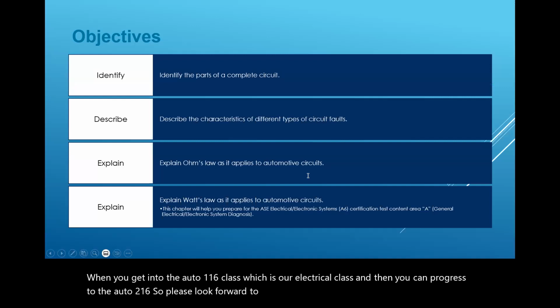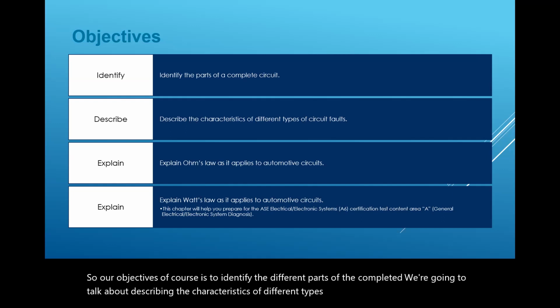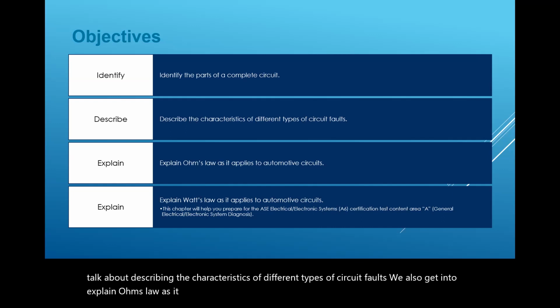So our objectives, of course, are to identify the different parts of a completed circuit. We're going to talk about describing the characteristics of different types of circuit faults. We'll also get into explaining Ohm's law as it applies to automotive circuits. And then we're going to talk more about Watt's law, as it applies to automotive circuits too.